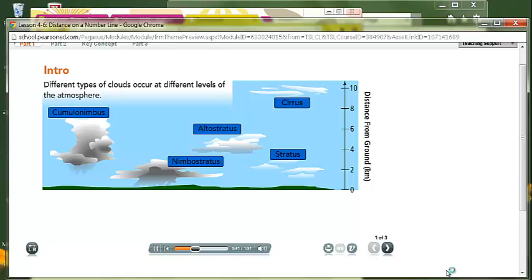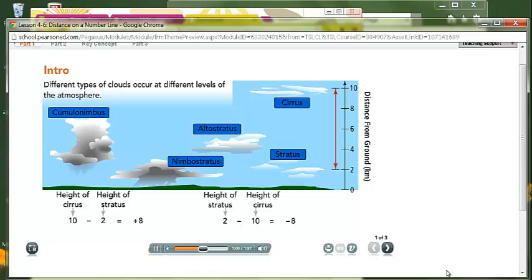Suppose a cirrus cloud is 10 kilometers above the ground, and a stratus cloud is 2 kilometers above the ground. If you subtract the height of the stratus cloud from the height of the cirrus cloud, you find out how much higher the cirrus cloud is than the stratus cloud. If you subtract the height of the cirrus cloud from the height of the stratus cloud, you find out how much higher the stratus cloud is than the cirrus cloud. The cirrus cloud is 8 kilometers higher than the stratus cloud. The stratus cloud is 8 kilometers lower than the cirrus cloud.